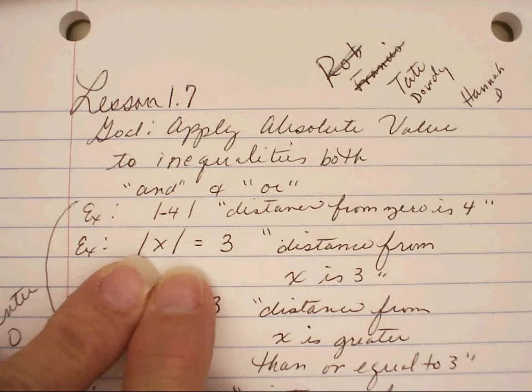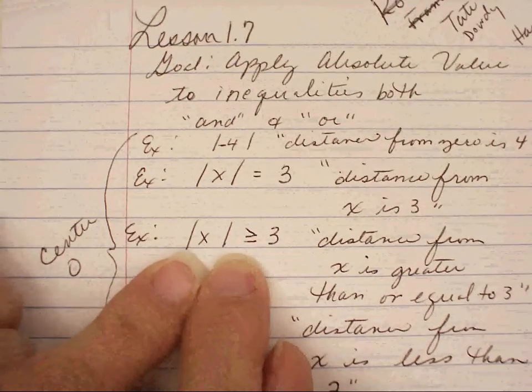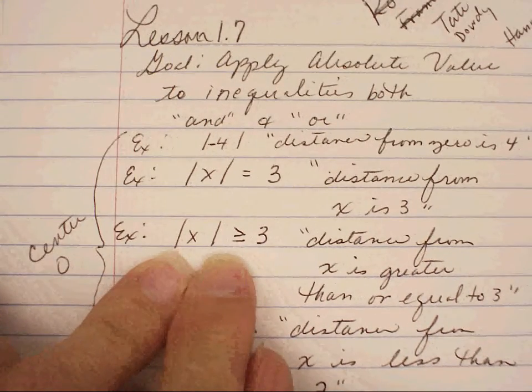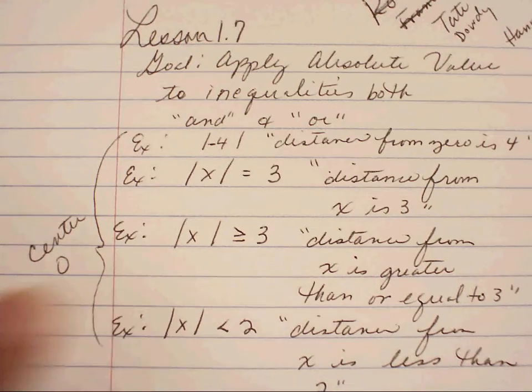Absolute value of x equals 3, then we bumped it up a notch. That's the distance from 0 is x. Then you moved on, and the distance from x is greater than or equal to 3. So, is that only one direction? If x is your center, let's hear it.